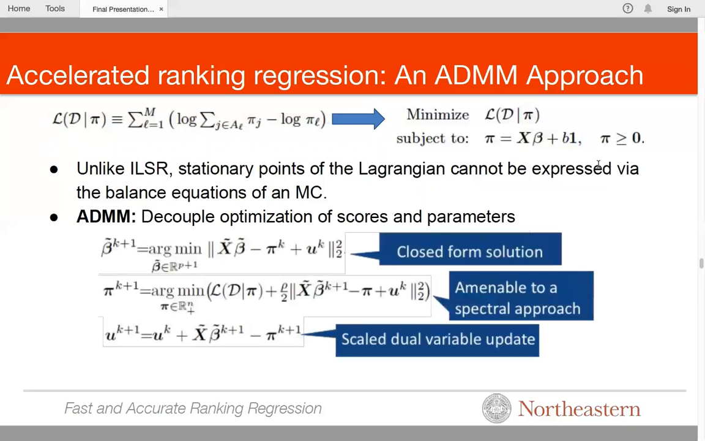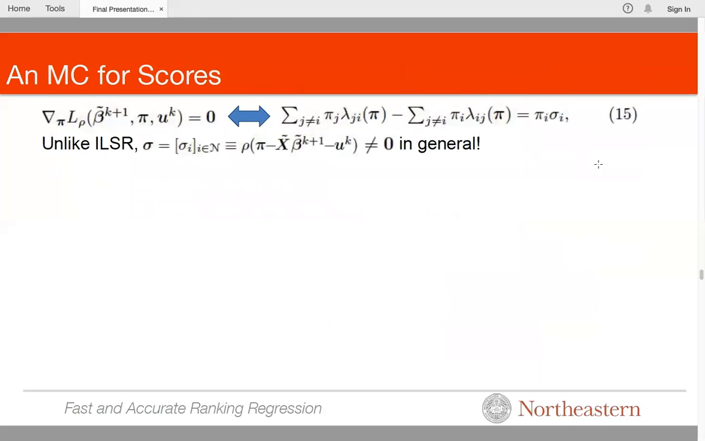When pi and the dual variables of ADMM are given, the model parameters are the solution of a least squares problem with a closed form solution. On the other hand, when beta and u are given, pi's can be found very efficiently using a spectral approach. Then, as in the standard ADMM algorithm, we update the dual variables, and we repeat this algorithm until convergence. So let's focus on the setting where we want to learn pi's at each ADMM iteration.